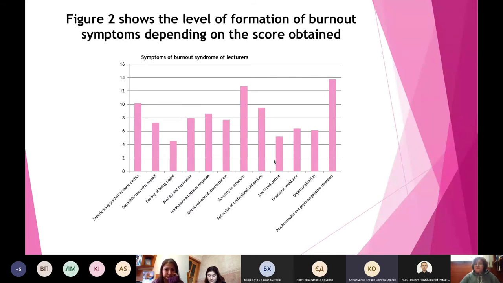5.19% had emotional deficit, 6.43% experienced emotional avoidance, 6.15% felt depersonalization, and 13.74% had somatic and psychovegetative disorders.